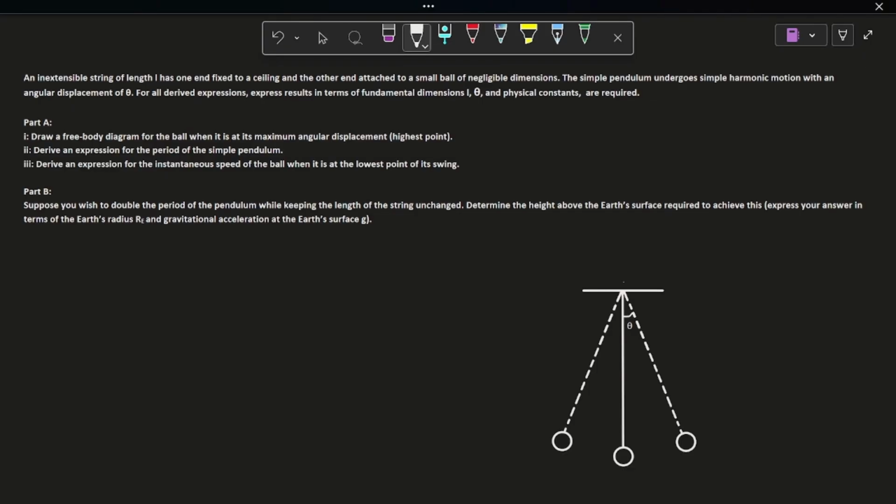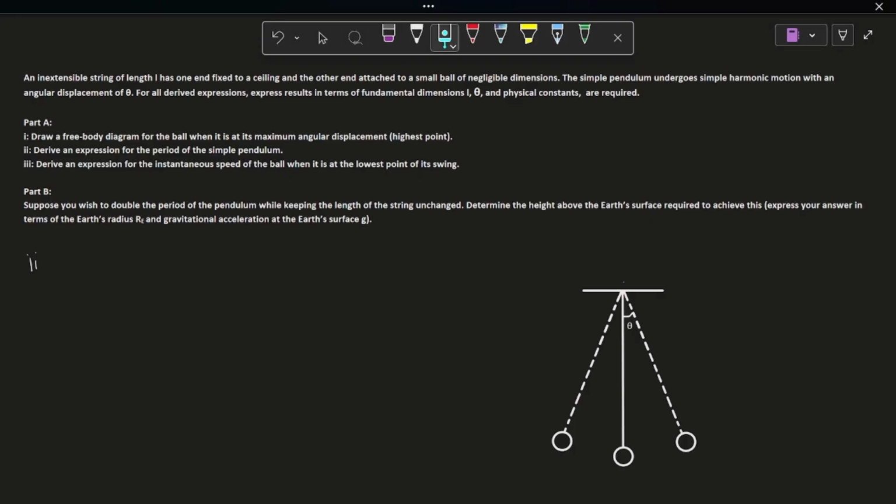So part A, or part 1, asks you to draw a free body diagram. That's pretty easy. Let's first draw a dot that represents the center of mass of the object. At its highest point, obviously, mg, Fg, is pointing straight down. And the tension force is along the same line as the rope. It's supposed to look like this. And that's it. That's your free body diagram.